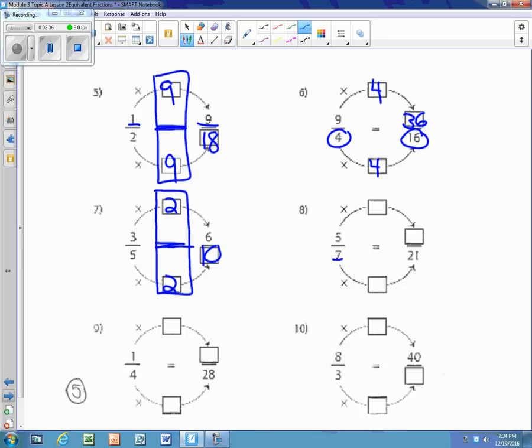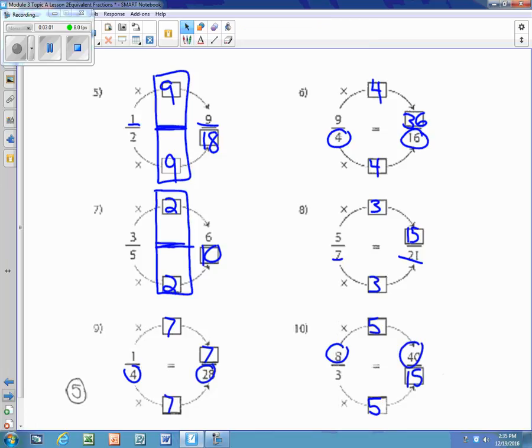So what did I do to the 7 to get to 21? I multiplied by 3. 5 times 3 is 15. What did I do to the 4 to get to 28? I multiplied by 7. 1 times 7 is 7. What did I do to the 8 to get to 40? I multiplied by 5. 3 times 5 is 15. And yes, this works for improper fractions just like it works for proper fractions.